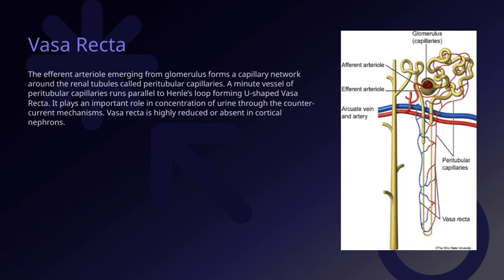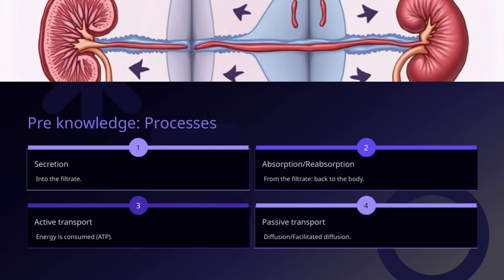All right, let's talk about diffusion and facilitated diffusion. These are forms of passive transport, meaning they don't require energy. They allow substances from the filtrate to move back into the body, a process known as absorption or reabsorption. It's like the body reclaiming valuable nutrients or molecules it needs.